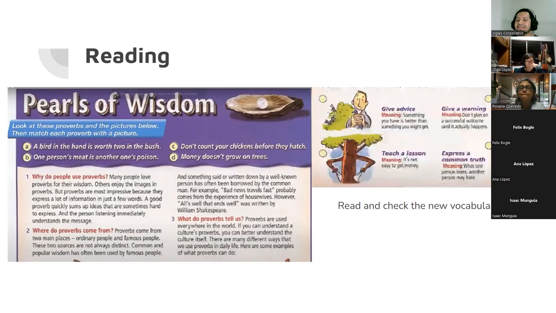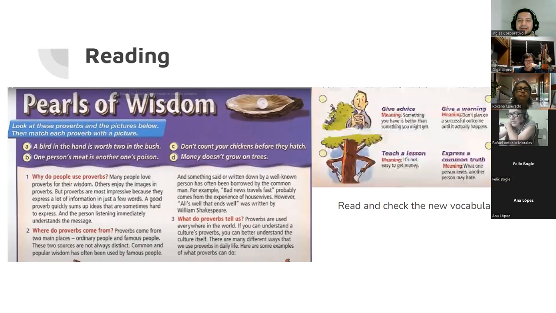Okay, very good. And the third one, the last one? Me. Okay, Rafael, go ahead. What do proverbs tell us? Proverbs are used everywhere in the world. If you can understand a culture's proverbs, you can better understand the culture itself. There are many different ways to use proverbs in daily life. Here are some examples of what proverbs can do. Okay, very good. Perfect. Thank you, Rafael.